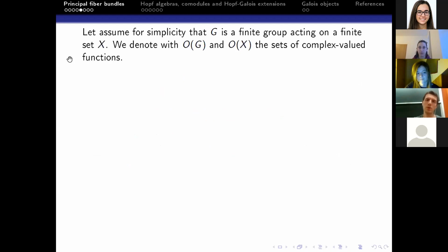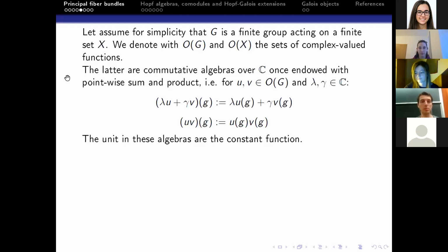And for simplicity, we assume for now that G and X are just a finite group acting on a finite set. So we can consider the vector space of functions over G and X valued in the complex numbers. And with pointwise multiplication and sum, these two spaces become algebras, in particular commutative algebras.